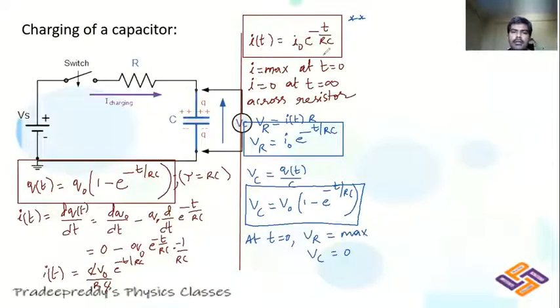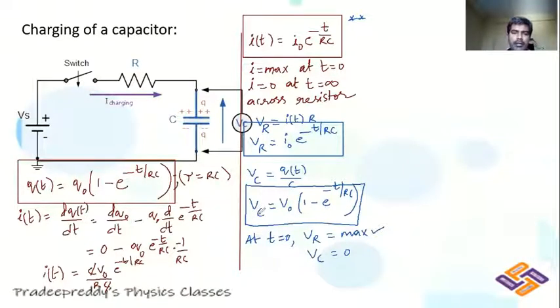Now at time t is equal to 0, e power 0 will be equal to 1. Therefore, current in the circuit is maximum. And when time t is equal to infinity, current is 0 across the resistor. Now you can find the voltage across the resistor and the voltage across the capacitor. Voltage across the resistor at time t is equal to 0: e power 0 will be equal to 1. Therefore, VR is equal to I naught, the maximum current. Therefore, VR is maximum, maximum current will be there in the resistor at time t is equal to 0.